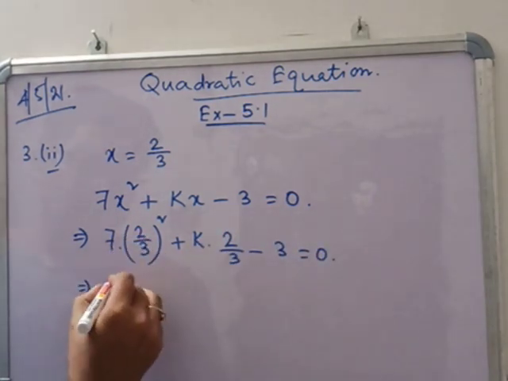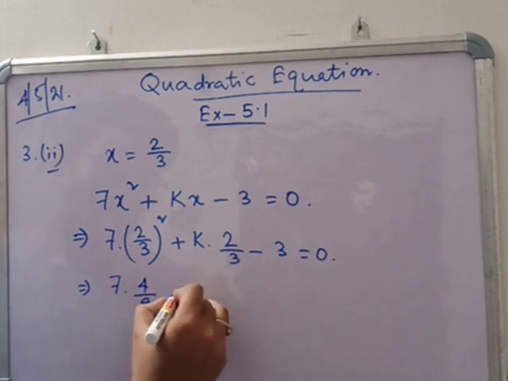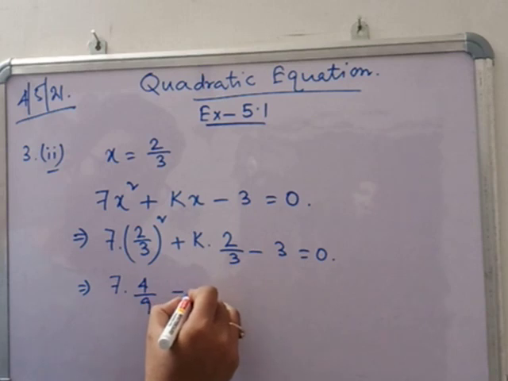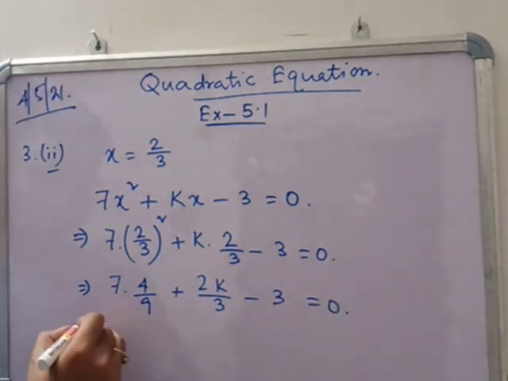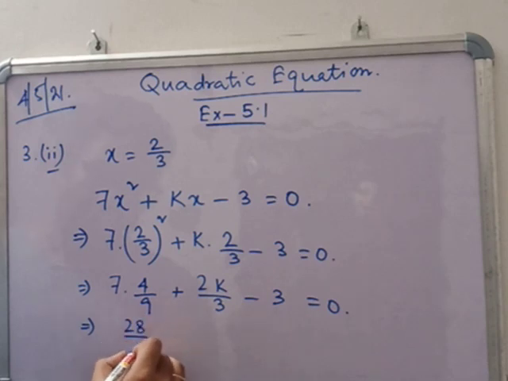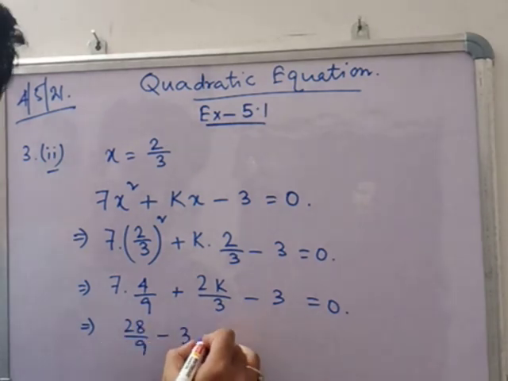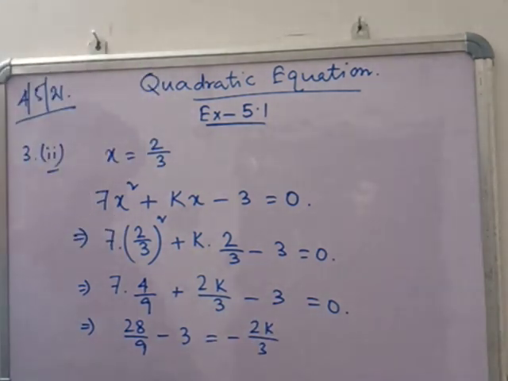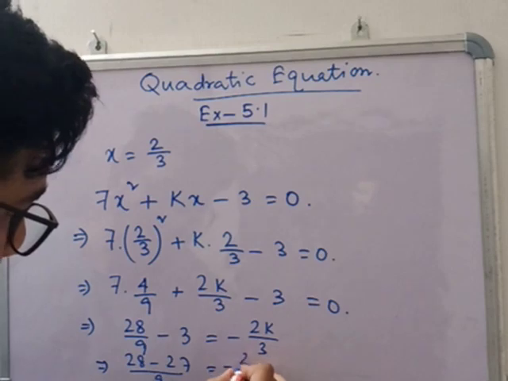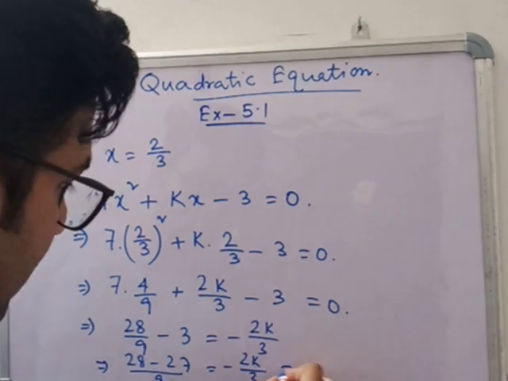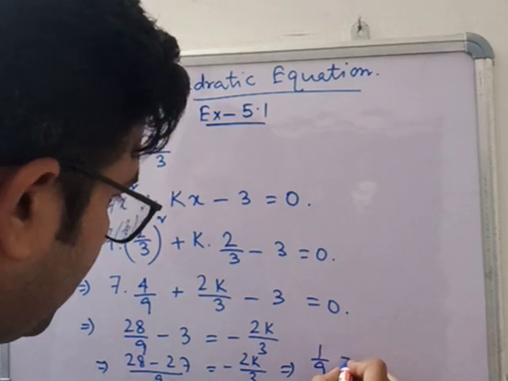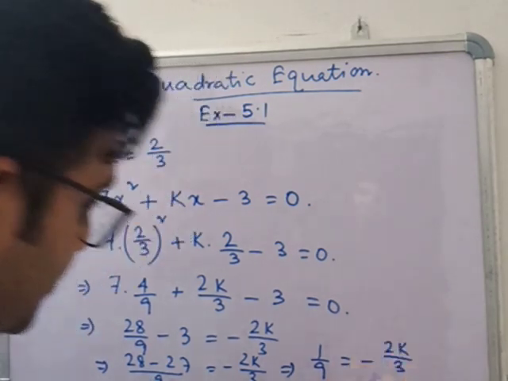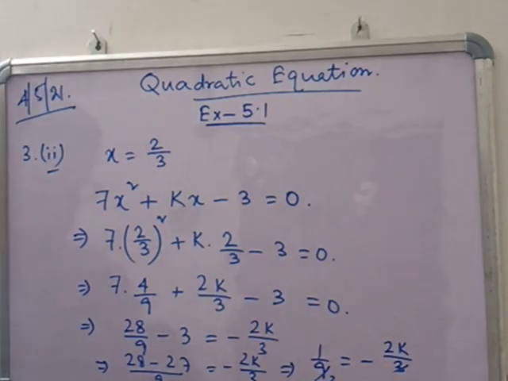So now 7 into 4 by 9 plus 2k by 3 minus 3 equals 0. That means 28 by 9 minus 3 equals minus 2k by 3. So that means 28 minus 27 by 9 equals minus 2k by 3. Now that implies 1 by 9 equals minus 2k by 3. The 3 and 3 cancel.